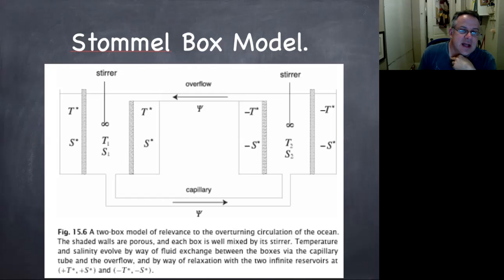So this end is like the north. This is like the south end. And if you make it denser over here, then over there, it'll flow this way. And so there's this overflow and a capillary, which means that you're basically letting it be a pressure-driven flow at the bottom from one to the other.